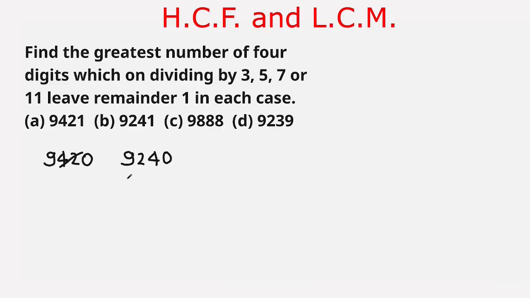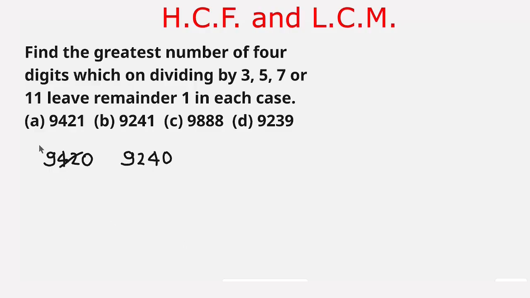Then also we check the divisibility by 11. The sum of the digits at odd places is 9 plus 4, which is 13, and at even places is 2. So 13 minus 2 is 11, which is 11 or 0. So 9240 is divisible by 11. It means that option B must be our answer. I hope you have understood how we can solve such types of questions using the property of numbers.